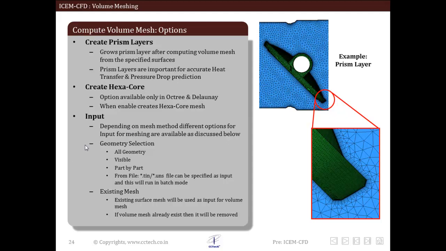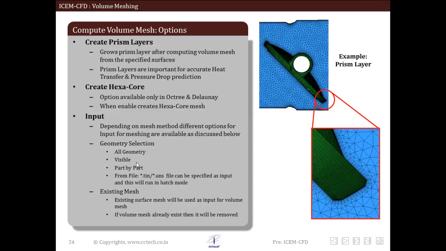So we will discuss them one by one. First is the geometry selection. We can select all geometry that is available for mesh creation. If we select existing mesh, only existing mesh is selected as input to create volume mesh. If we select part by part, this allows the user to select parts which are to be used as input for creating volume mesh. There is another option called from file, that is .uns file.